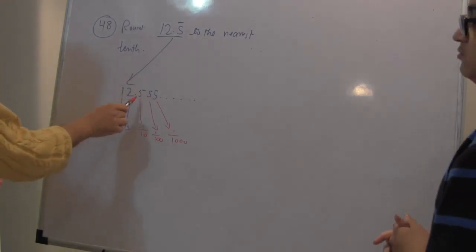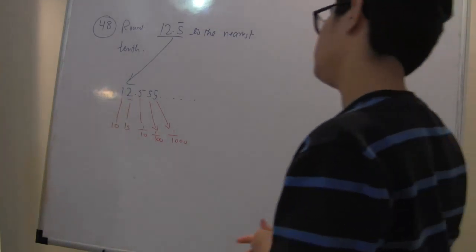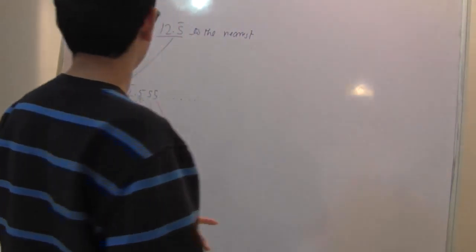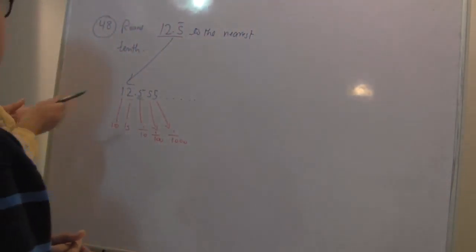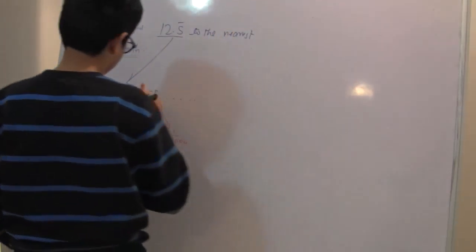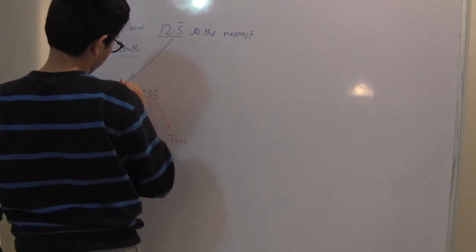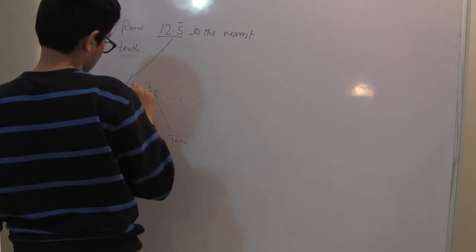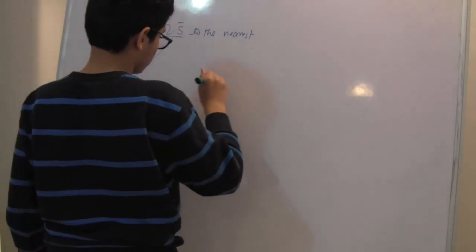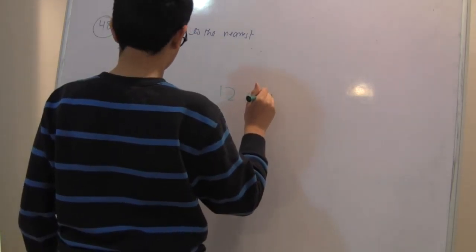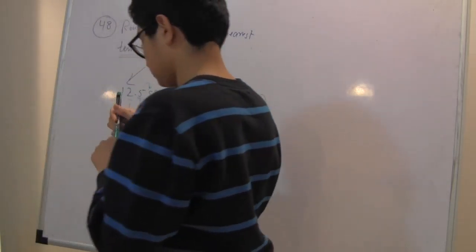So how do you round it to the nearest tenth place? Sorry, tenth place. Is that the question? Nearest tenth, wait, let me check. Now look at the number to the right. If it's 5 or more, this increases. So it's 12.6. That's it. All you need is 12.6.